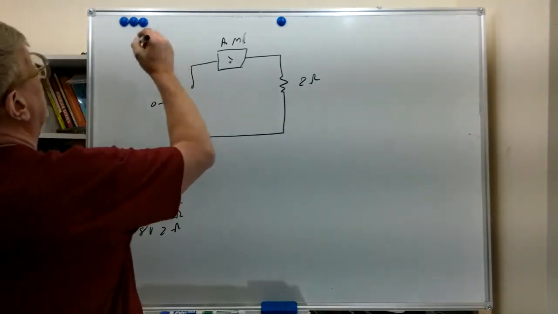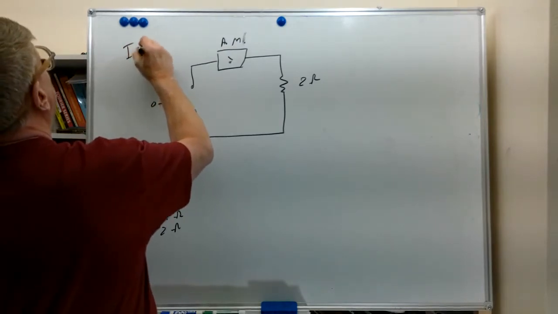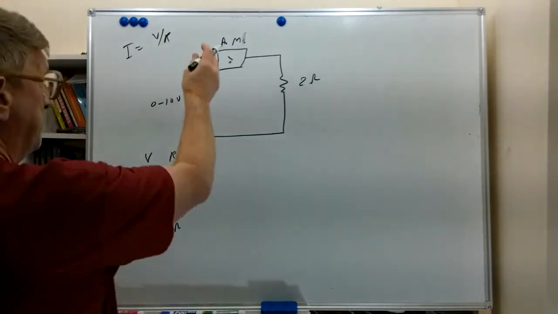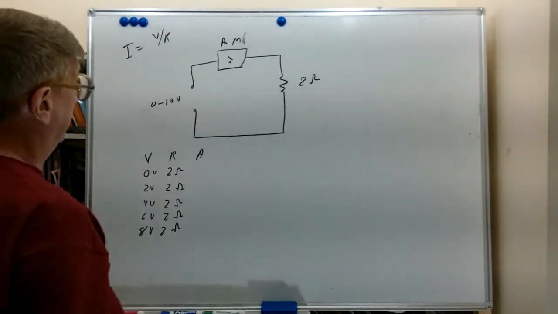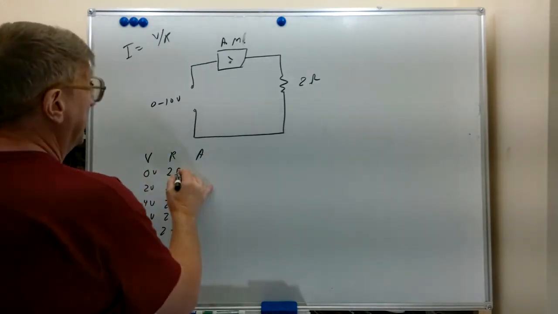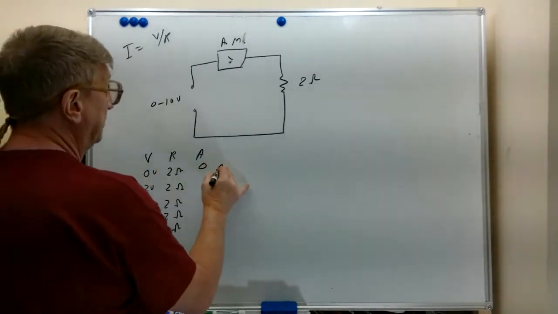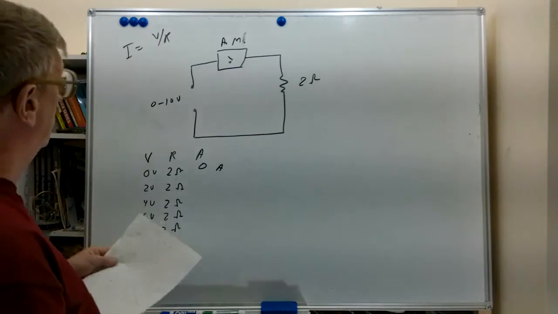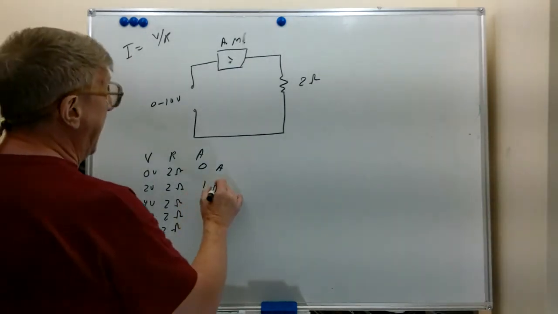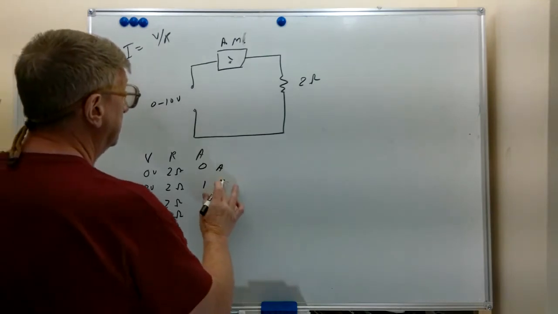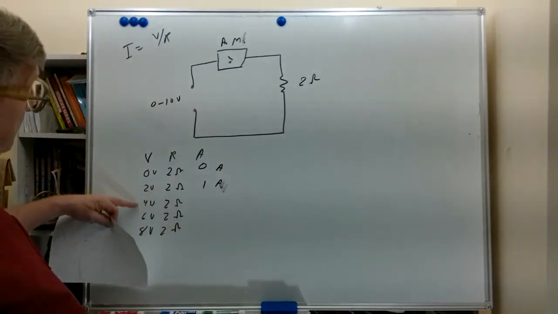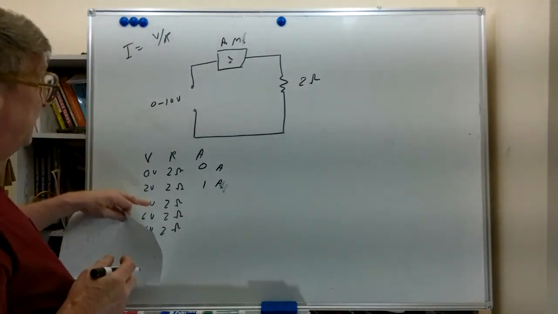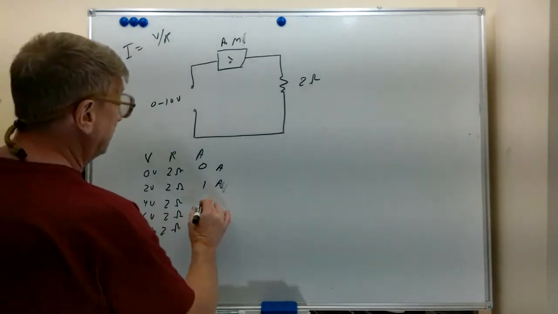And we're going to use this formula that we call current equals voltage divided by resistance. We're going to calculate the current for each of these that we would measure on the amp meter if we had this circuit. Well, 0 volts divided by 2 ohms, 0 divided by anything is 0, so we have 0 amps. The second voltage point that we selected, 2 volts divided by 2 ohms, 2 divided by 2 gives us 1 amp. The third point, 4 volts divided by 2 ohms gives us 2 amps.